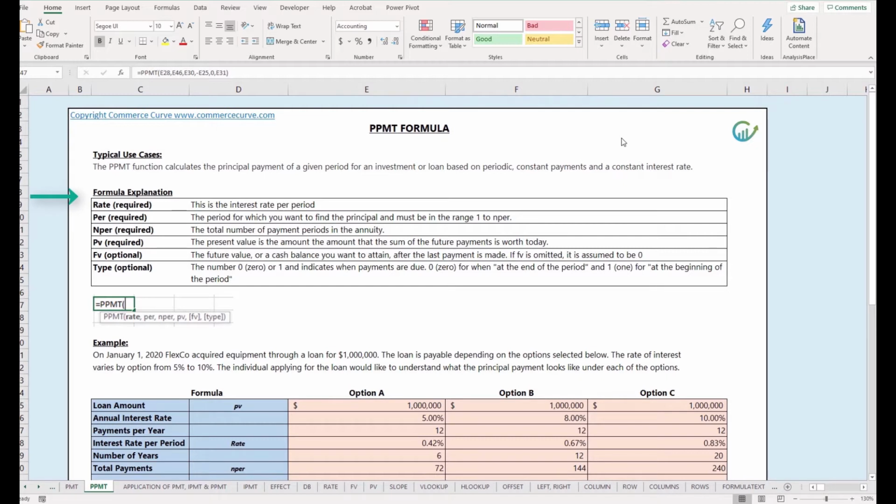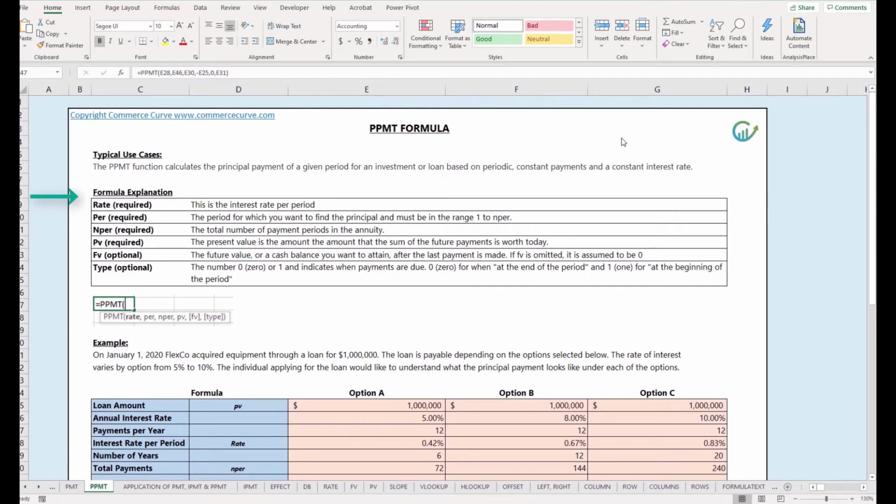And then there's Nper, which is the total number of payment periods in the annuity. And in my example, it would be 72 if there's 72 loan installment payments. There's the PV part of the formula, which is the present value of the amount of the loan or the principal amount. And so that's the amount that it's worth today. And if it was a $1 million loan, then the PV would be $1 million. The future value is an optional field within the formula, and that's the value of the loan at the end of the term. If it's left blank, it's assumed to be 0.